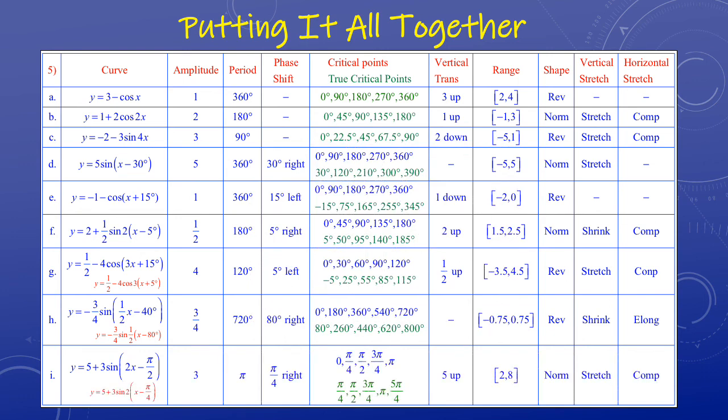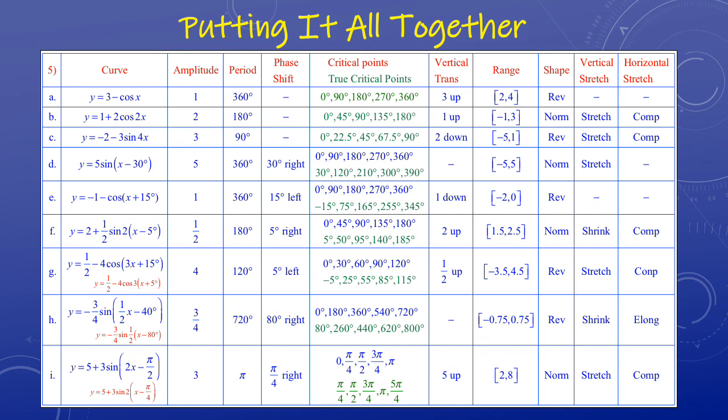Finally, in I, we have y is equal to 5 plus 3 sine quantity 2x minus pi over 2. We factor out the 2, and we get 5 plus 3 sine of 2 quantity x minus pi over 4. The amplitude is 3, and since we are in radians, the period is 2 pi divided by 2, or pi. We have a phase shift of pi over 4 to the right.